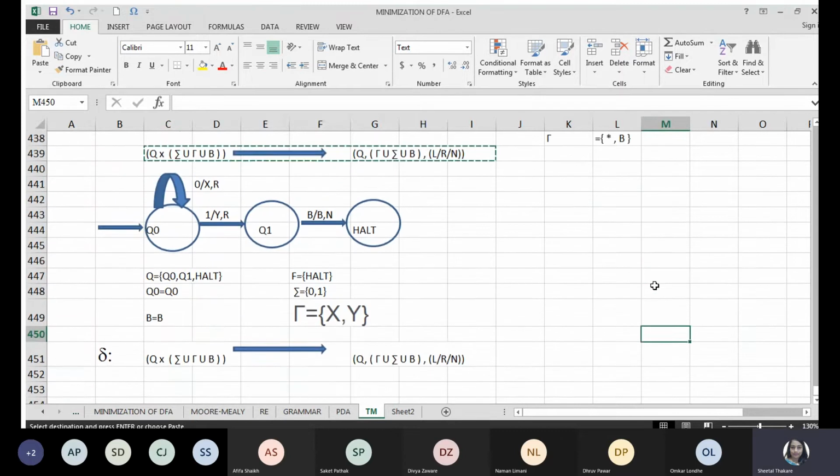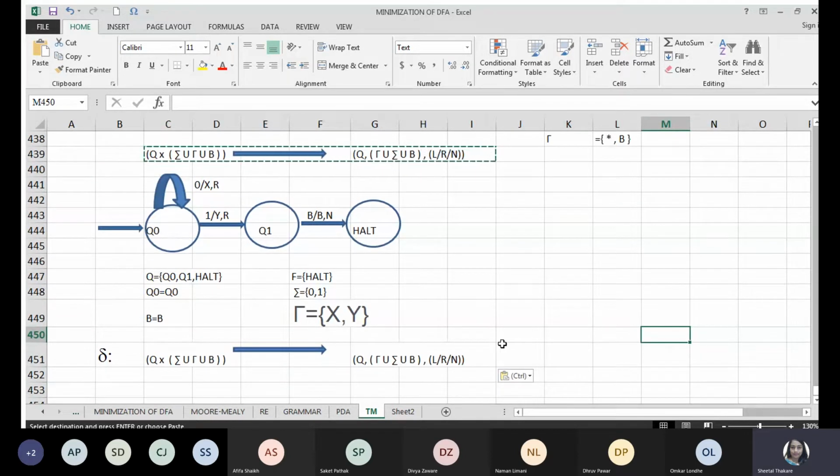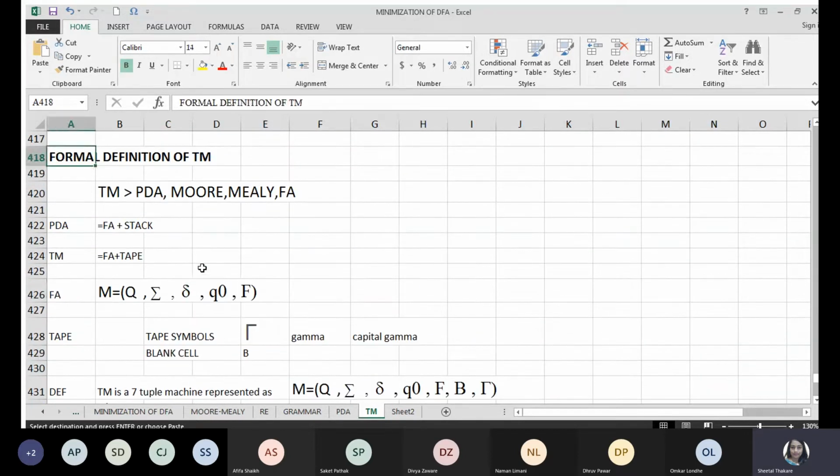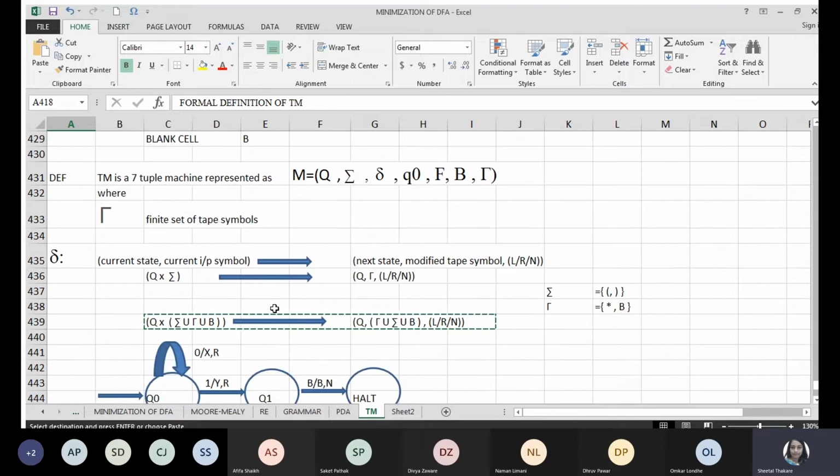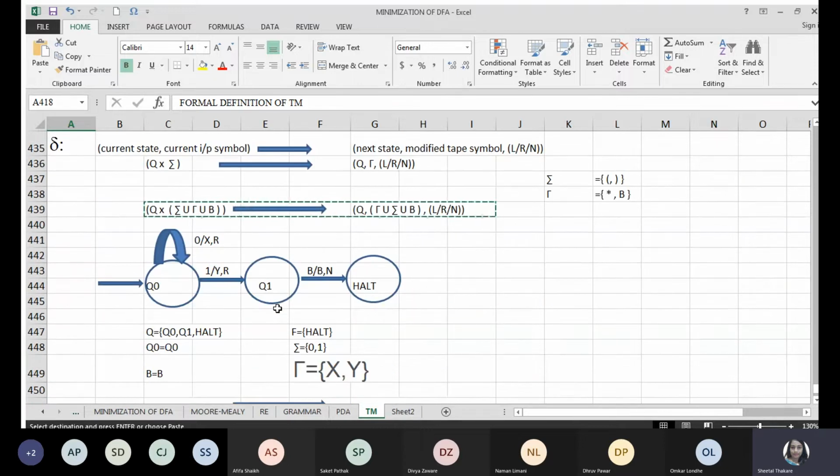So this part will now, from this point till this, complete the formal definition of Turing machine with example. You should always give an example and a visual representation whenever you are writing the definition of any of the automata.